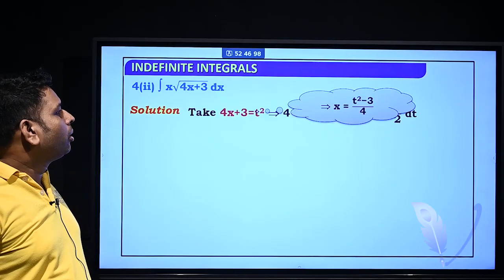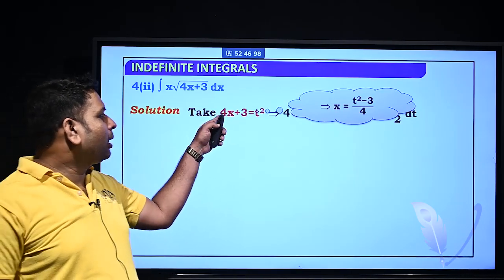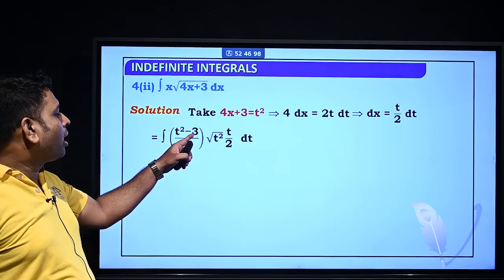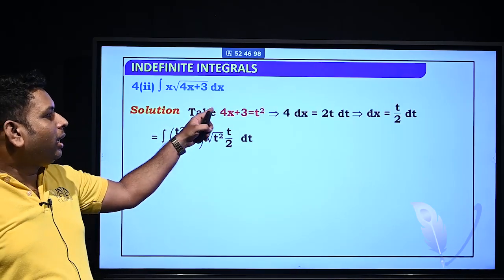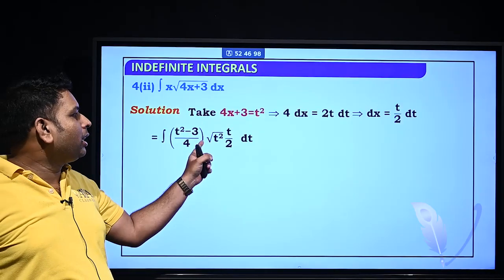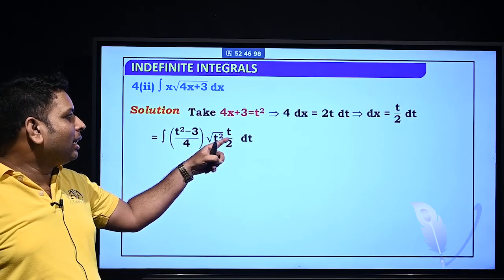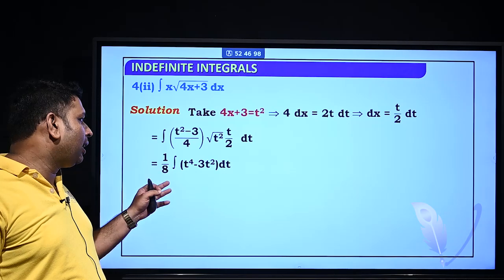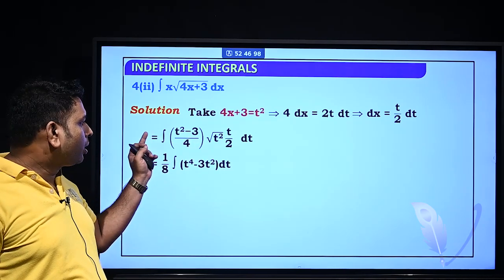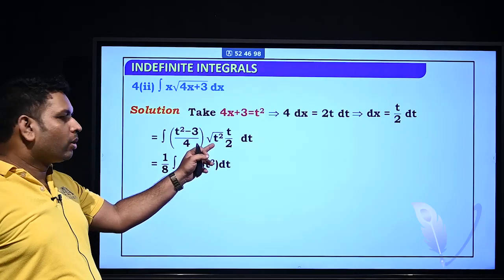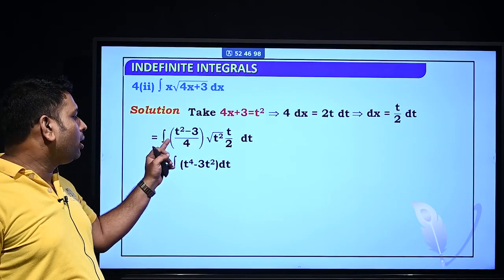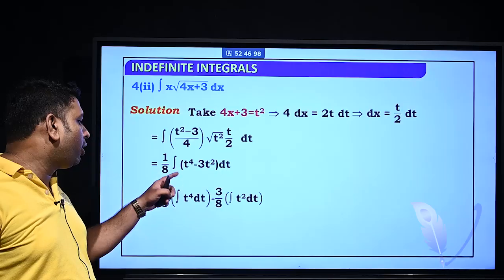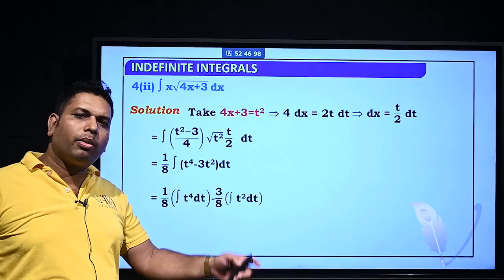Now from here, x equal to (t square minus 3) by 4. So this equals the integration of (t square minus 3) by 4. 4x plus 3 equal to t square, so root of (4x plus 3) is root of t square, which is t. x dx is (t square minus 3) by 4 times t by 2 dt. So 1 by 8 integration of (t square minus 3) times t square root, which is t, so t square into t square is t to the power 4, minus 3t square dt. Okay, so 1 by 8 integration of t to the power 4 dt minus 3 by 8 integration of t square dt.